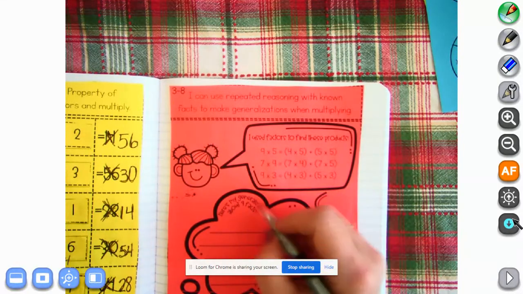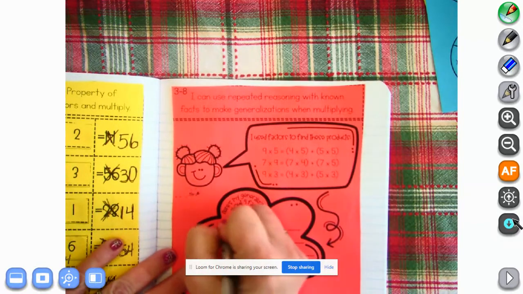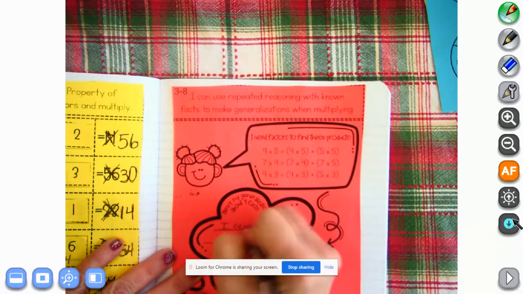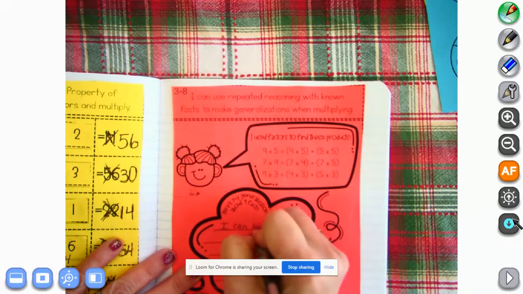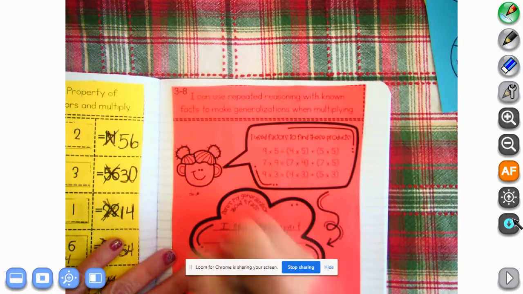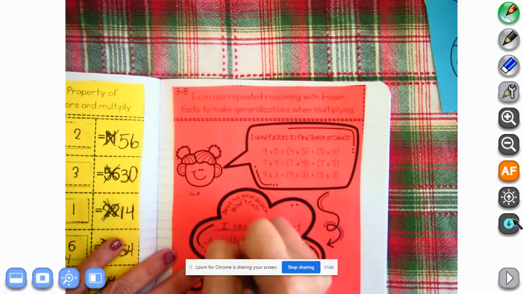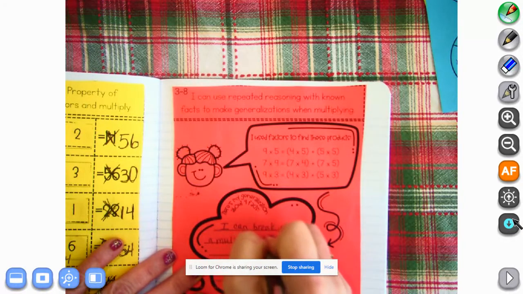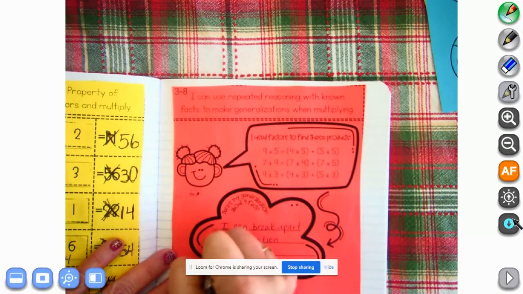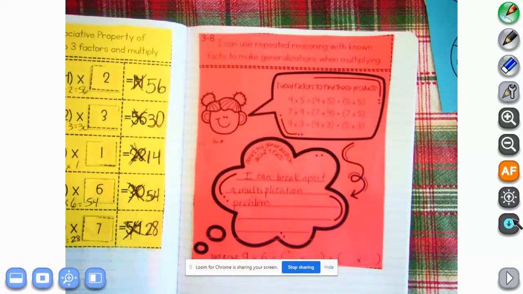So here's my generalization about facts. All right. I can break apart a multiplication problem. Okay, go ahead and get that far, and then I'll wait.